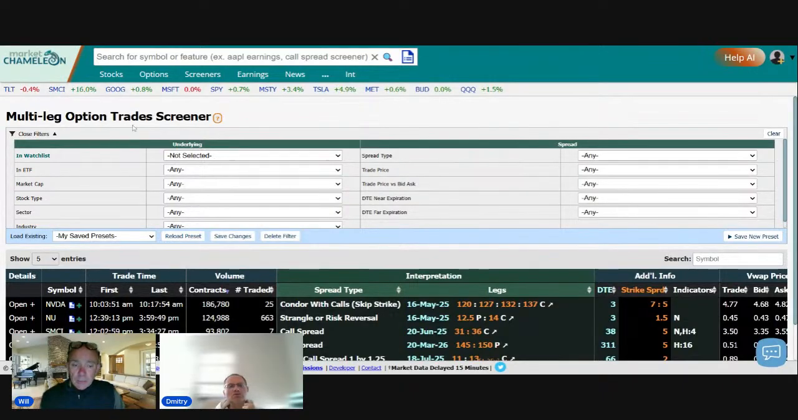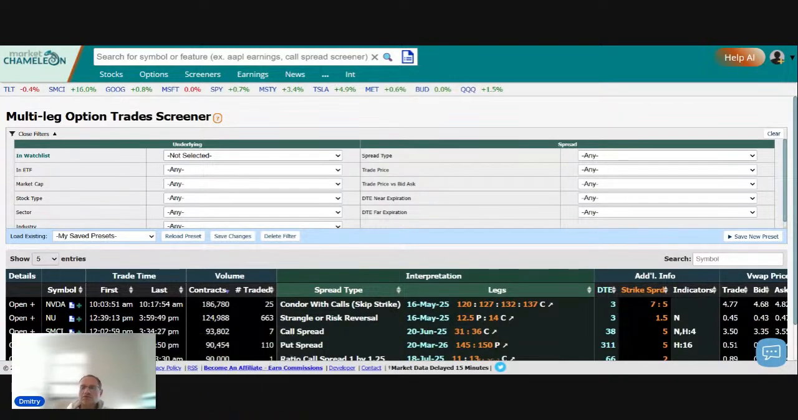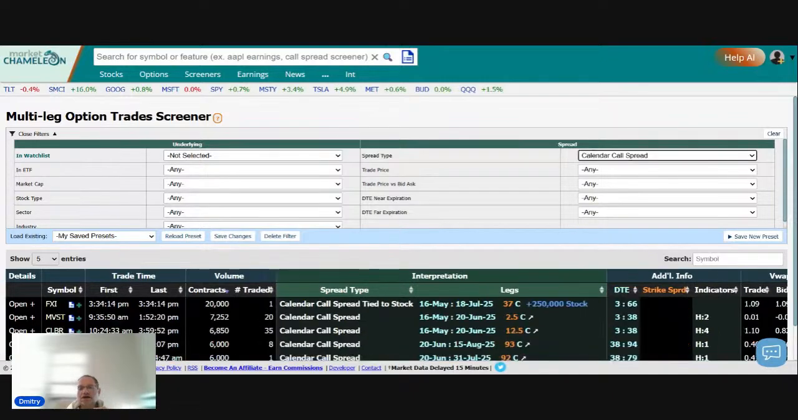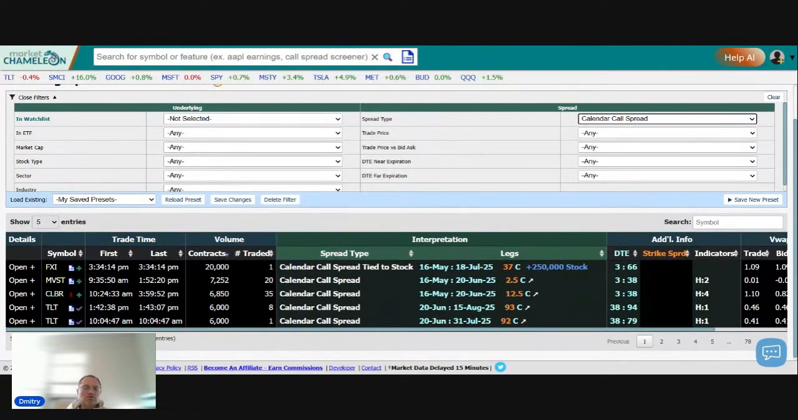No worries. So we're going to go to the multi-leg options trade screener over here. And this screener lists the different multi-leg trades that we detected yesterday. I'm going to go and select spread type calendar spread. So let's take a look at call calendar spreads. Select that. And we see there are 387 of those we detected yesterday. These are sorted by highest volume.